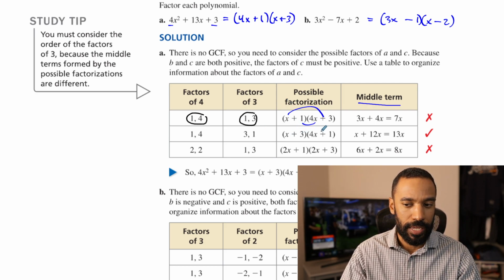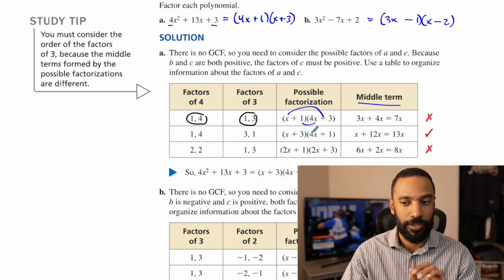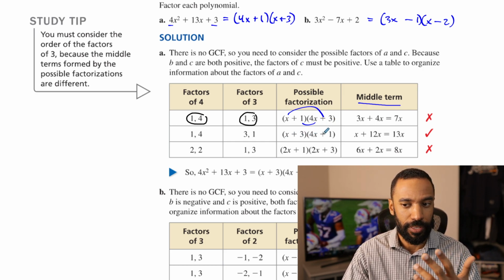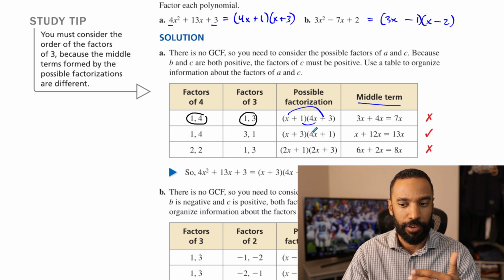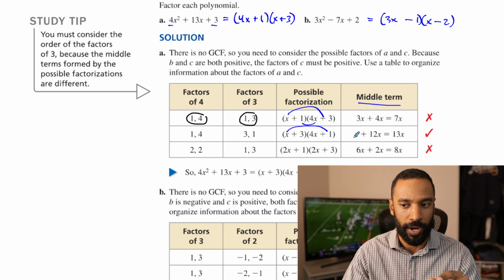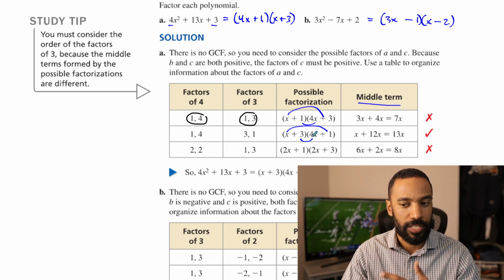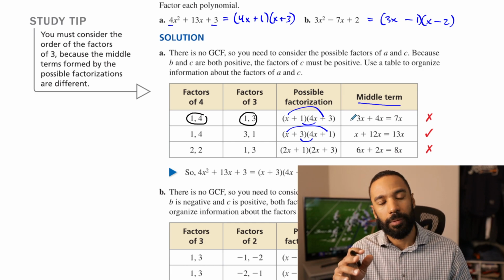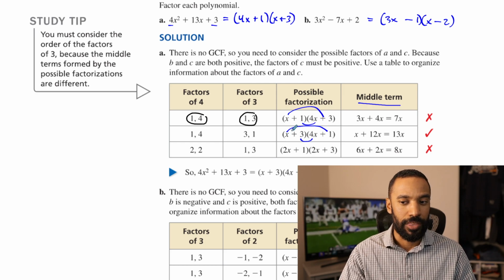Now x plus 3 is here and 4x plus 1 is here. And this matters now. If your numbers are different, 4 and 1 are different, 3 and 1 are different. It matters because when you do the FOIL process, sure you get 4x squared here, sure you get 3 here. But the middle term is x times 1, which is 1x, plus 4x times 3, which is 12x. And 1x plus 12x is 13x. So this ends up working as your answer. The nice thing about guess and check is once you get to that part, you're at your answer.